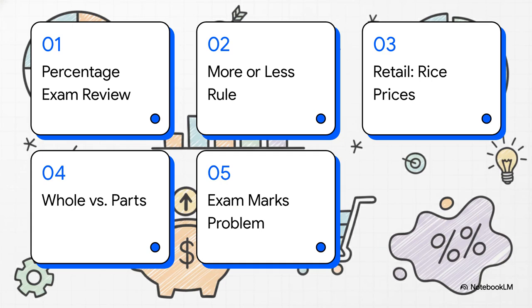Here is our agenda. 1. The percentage exam review. 2. The more or less rule. 3. Everyday retail, rice prices. 4. Whole versus parts concepts. And 5. A practice problem on exam marks.